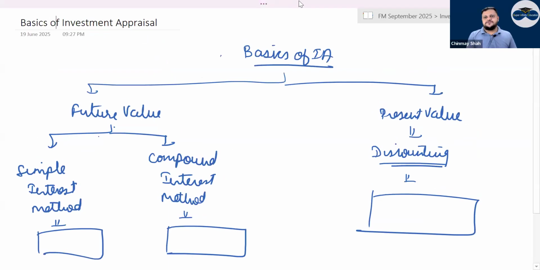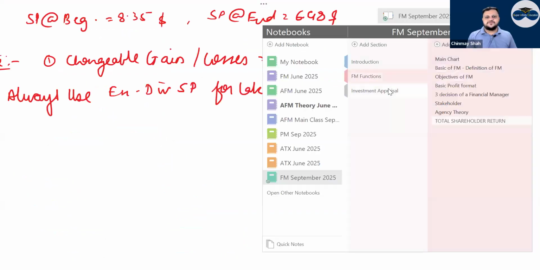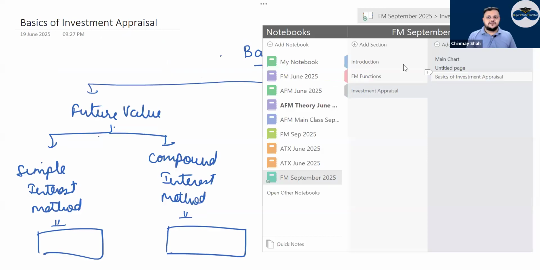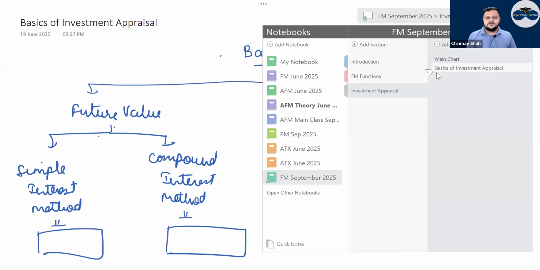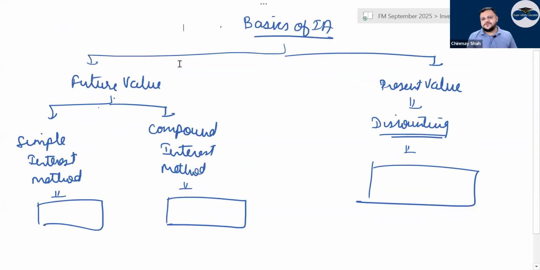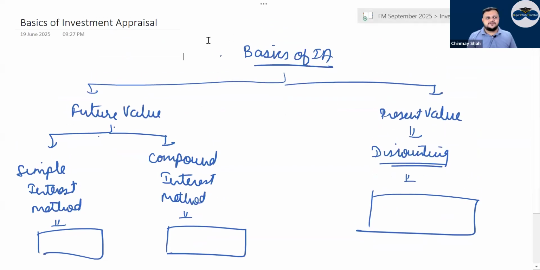So let's start with what? Tell me. Your investment appraisal is something that we started with, correct? We did the main chart, correct? And then we did the basics of investment appraisal, right? We wrote the future value, present value, discounting, compounding part. Are you okay with whatever we have written? Tell me. Any problem?